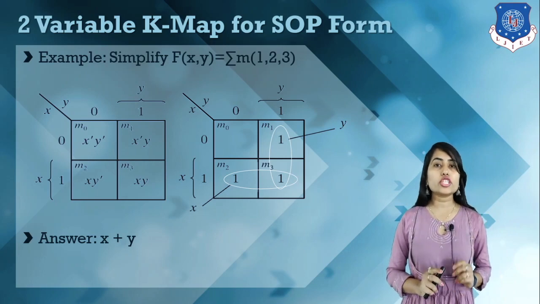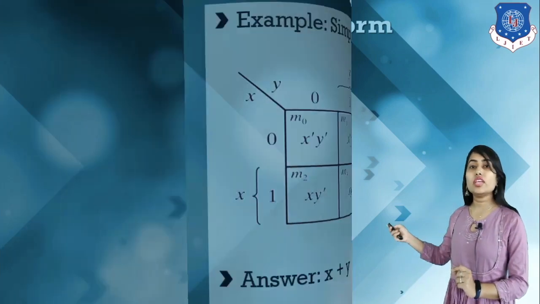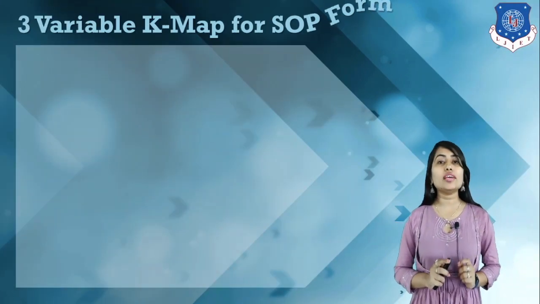Now this is for a 2 variable K-map. Now let's discuss the 3 variable K-map. So here we have a 3 variable K-map for SOP form.